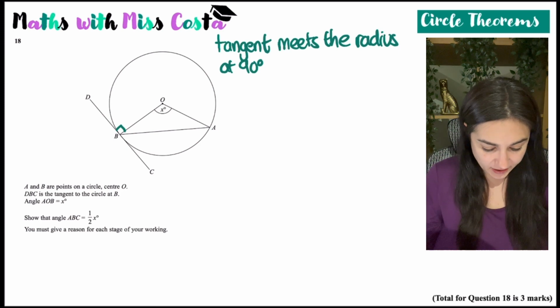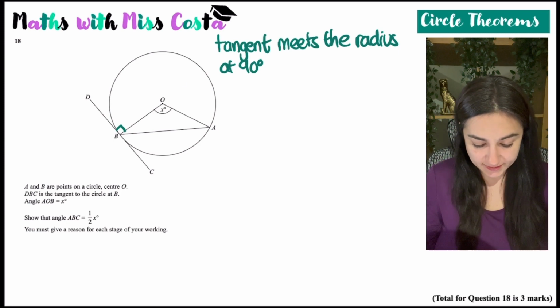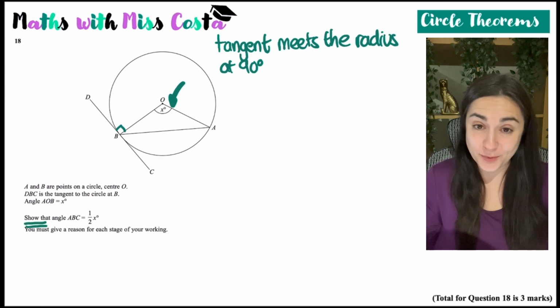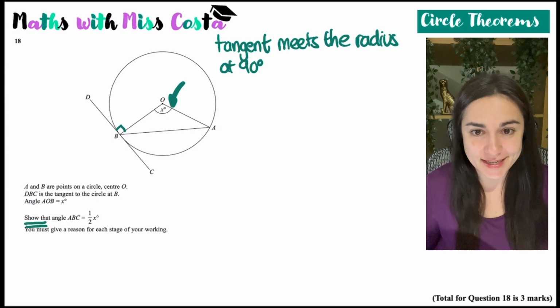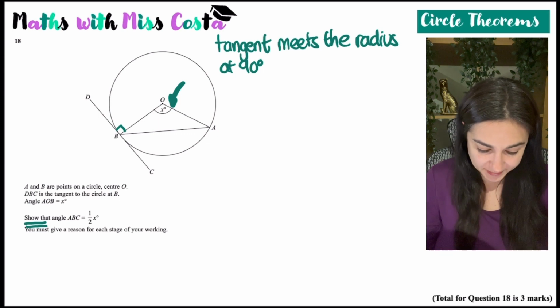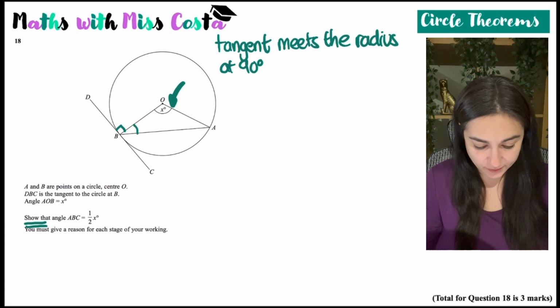I'm told that AOB equals x degrees. So this angle here is x. And I need to show, which means I need to show each little step of my working in a logical and reasonable way, that ABC, so ABC is going to be this angle here, I need to show that that is a half of x.